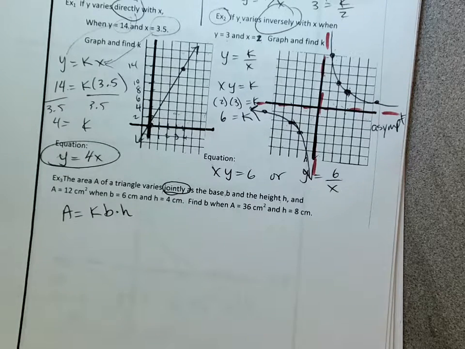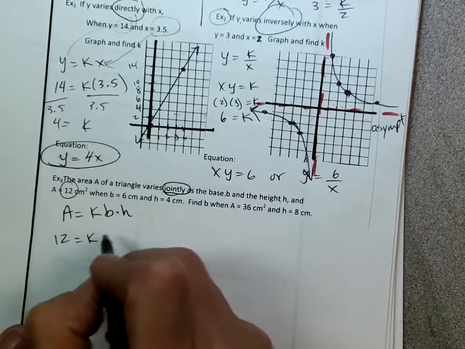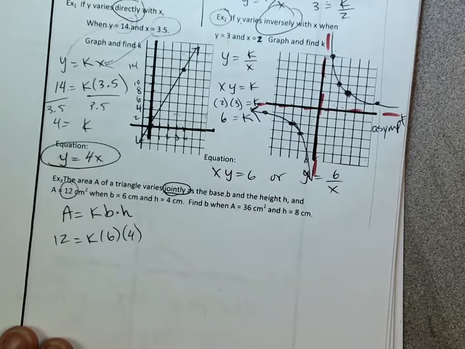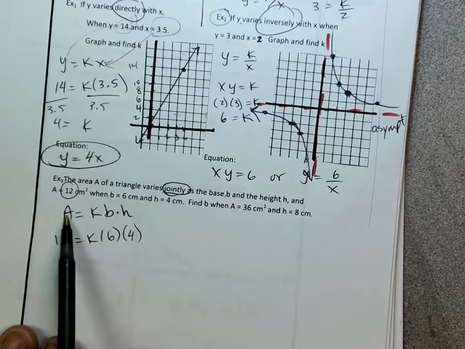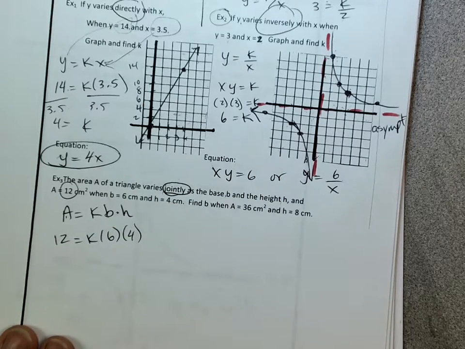So, yeah, and then what I need to do is I already know K. K has to be 1/2. It has to be, because think about the area of a triangle, 1/2 base times height. But let's prove it's 1/2. So if we want to find out what K is, let's plug in what we know. If the area is 12, when the base is 6 and the height is 4, we can plug in the 12 for the area, the 6 for the base, and the 4 for the H. Then we should be able to solve for K.